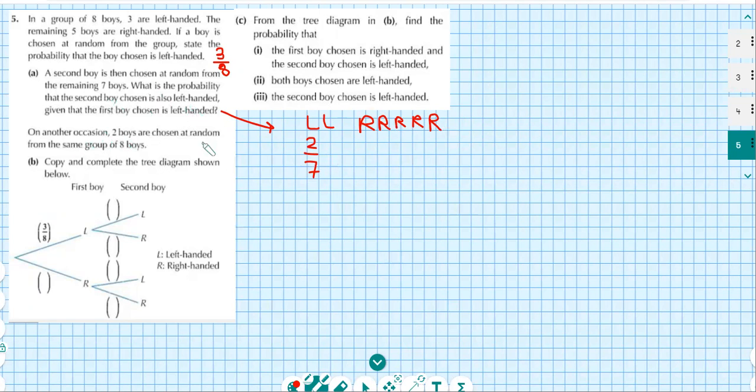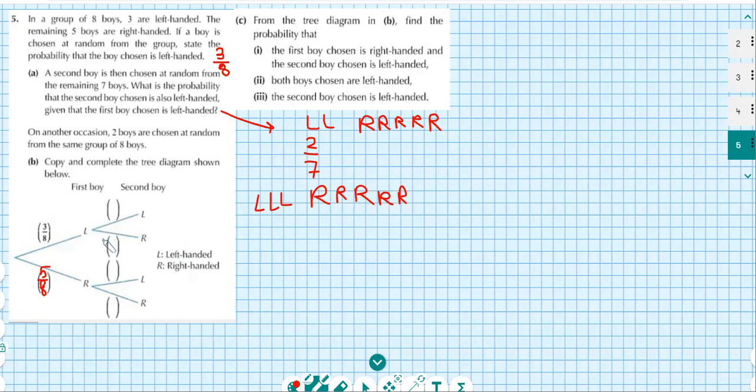Another question: 2 boys are chosen at random from the same group of 8 boys. Copy and complete the tree diagram shown below. For the first boy, the probability of getting left-handed will be 3 over 8, as there are 3 left-handed. This is actually the sample space. For getting right-handed, it will be 5 over the total number of boys, 8.